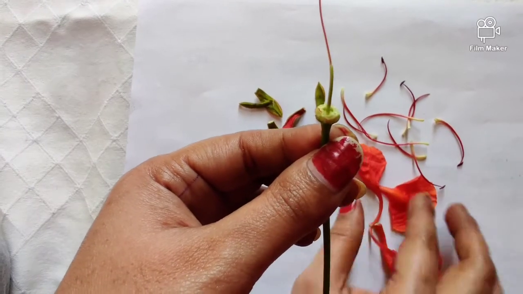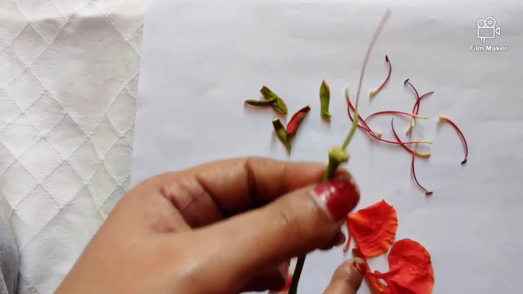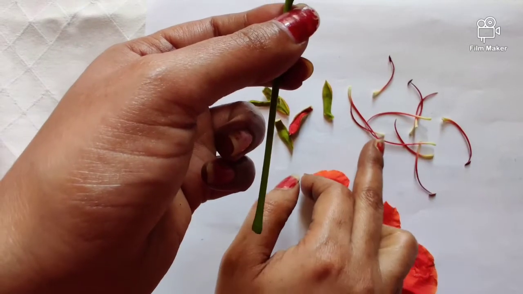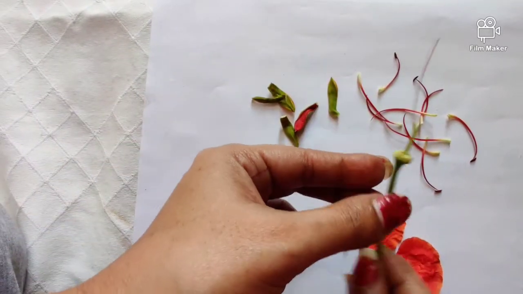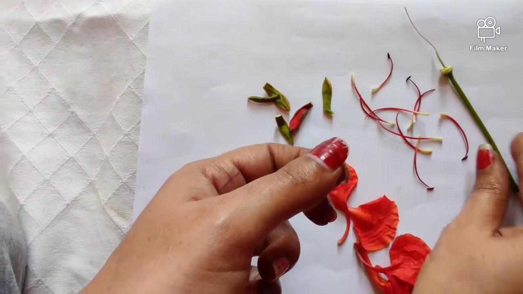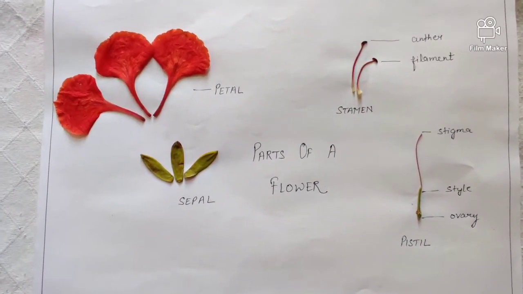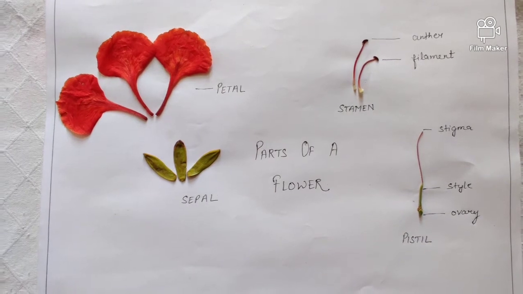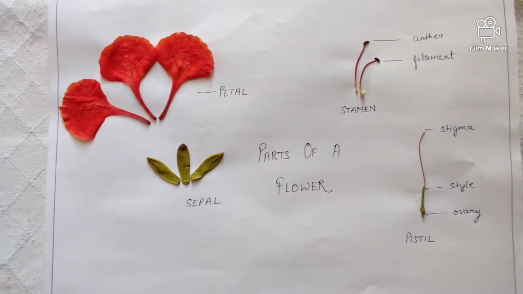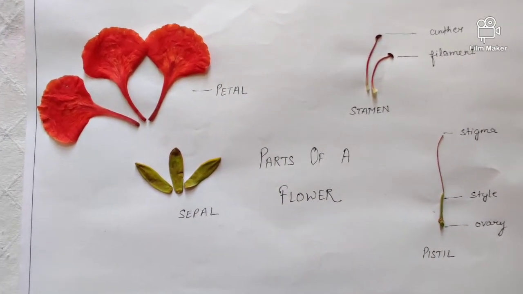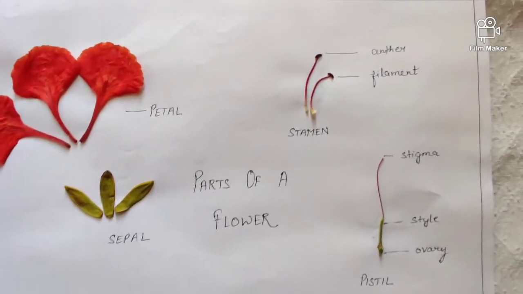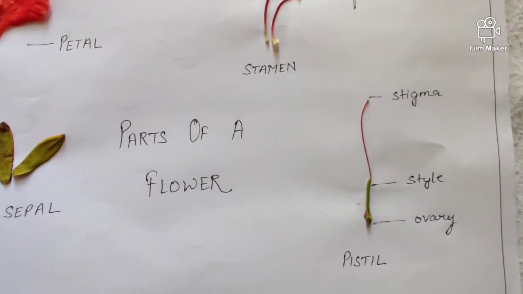So these are the four main parts of the flower: petals, sepals, male part stamen, and female part pistil. You can see it here. I assembled all the parts after dissecting the flower: petals, sepals, stamen, and pistil.